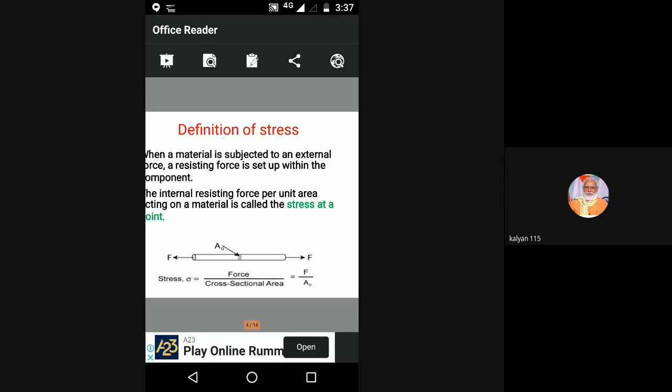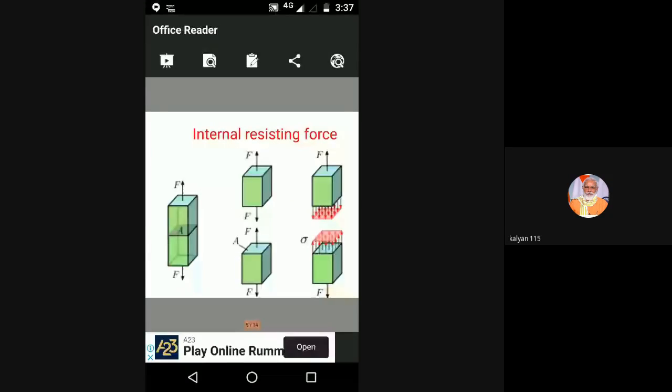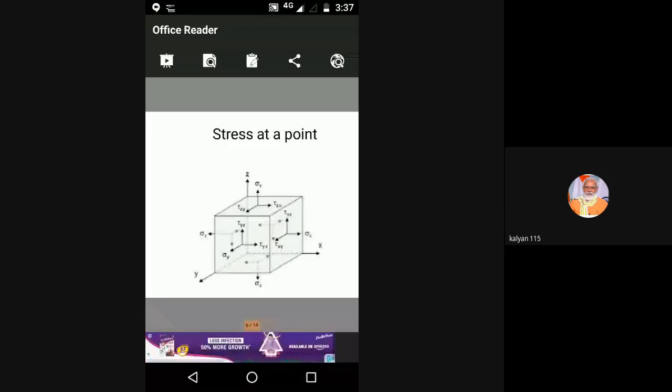But I already told you why we should calculate the stress here. After calculating the stress, that value is compared with the strength of the material. If the strength is more than the stress, then the member is safe. Otherwise, it is a failure.